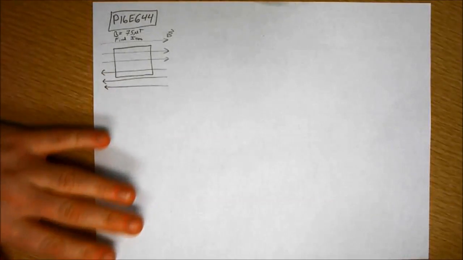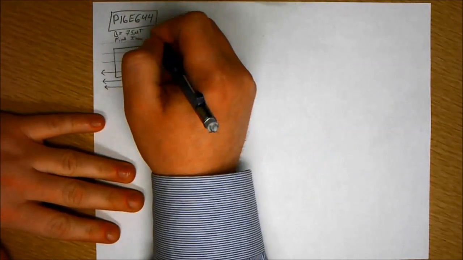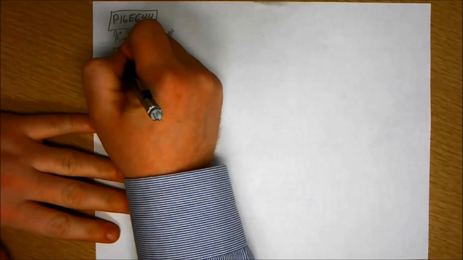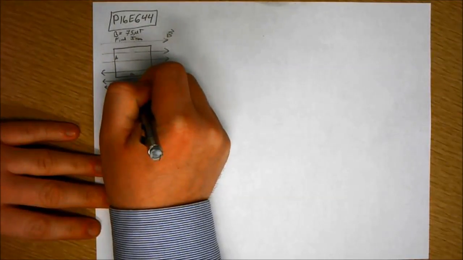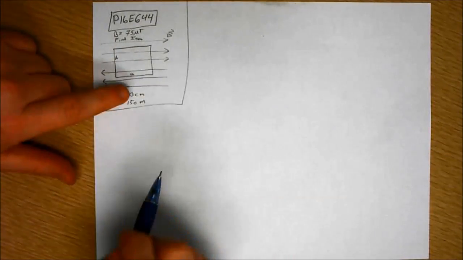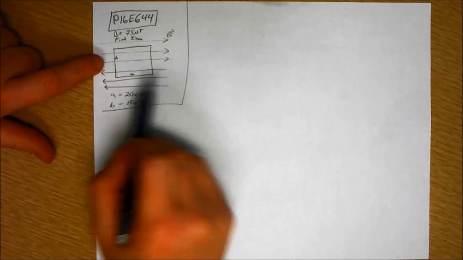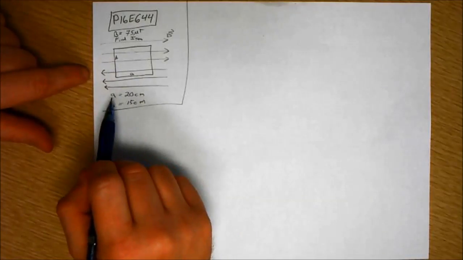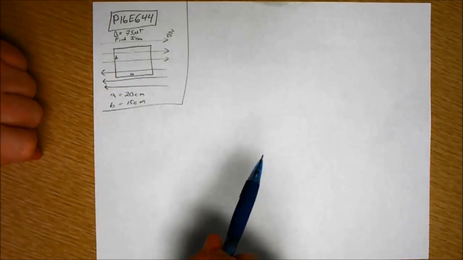This problem is an application of Ampere's law that I hope shows you the usefulness of it. In this situation, I'm calling this loop side A and side B, where A is equal to 20 centimeters and B is equal to 15 centimeters. Those are the dimensions. In this problem, you have a uniform magnetic field that points to the right, and then it abruptly switches and points to the left. The question asks us to find the current encircled by this loop.